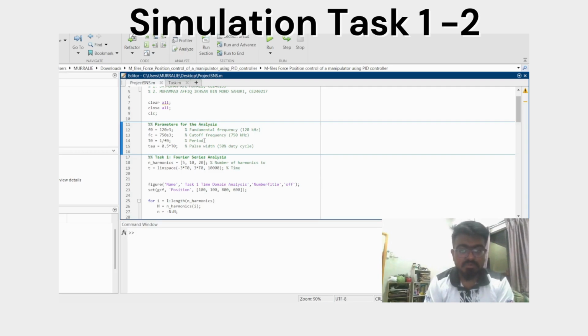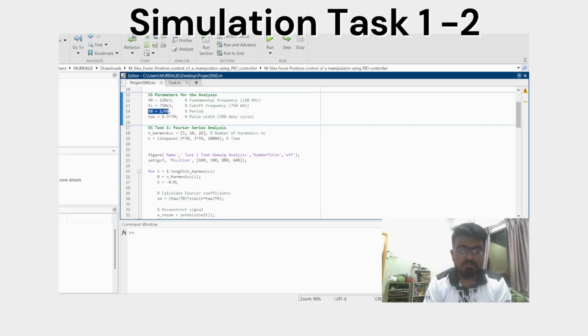for the period T, we use the formula 1 over f. That's what I included here using the formula. And for tau, since the duty cycle is 50%, the pulse width is 0.5 T0. T0 is the period. So how do we get it? Once again, we derive it from this formula.